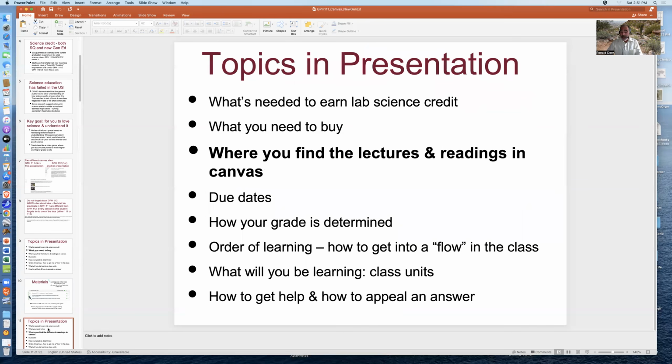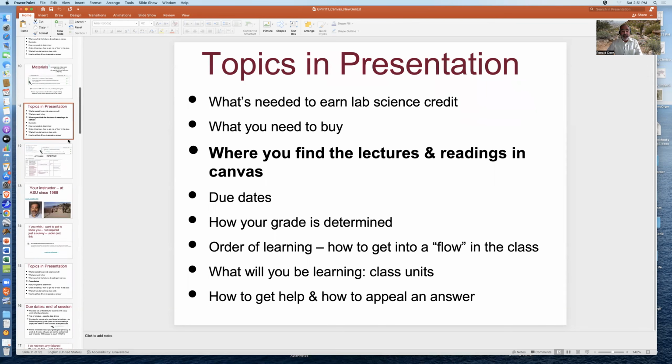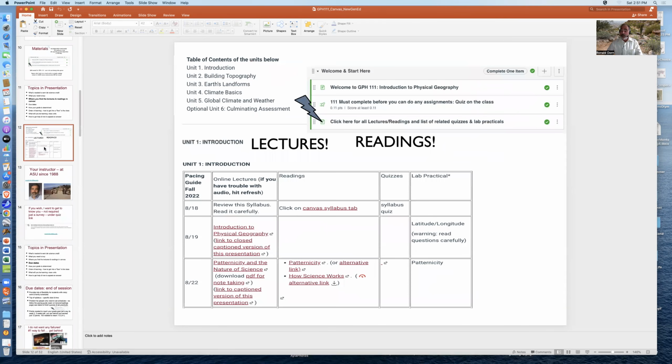The next topic is where you find the lectures and readings inside Canvas. If you look on the left side of Canvas, there's a Welcome and Start Here module. If you click on the link that says, "Click here for all lectures, readings, and list of related quizzes and lab practicals," that will bring you to a very long scroll where it's broken up into units.